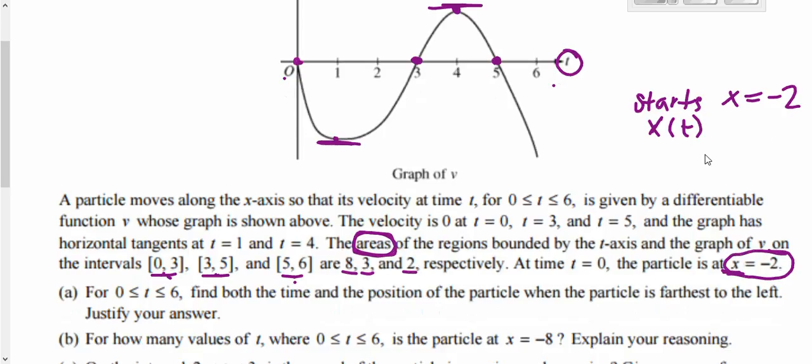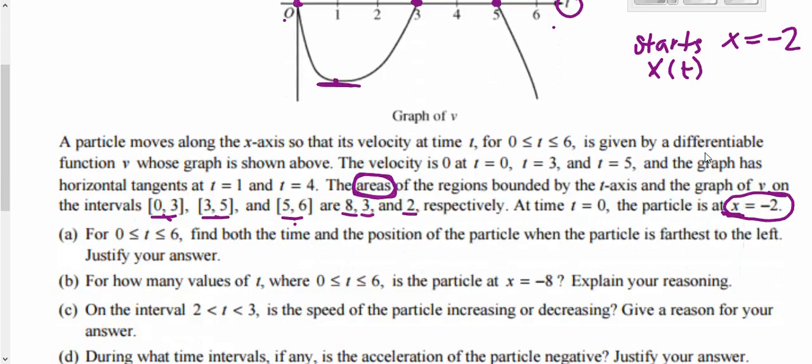So let's look at part A. For 0 to 6, so we're looking at this whole graph, find both the time and the position of the particle when the particle is farthest to the left. Justify your answer.